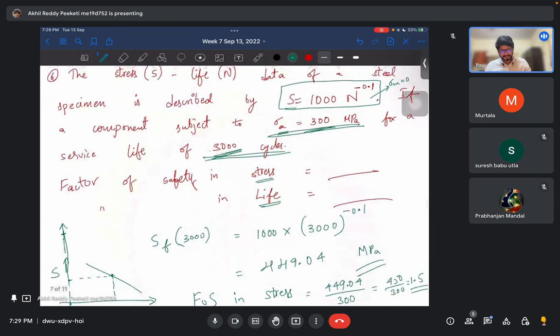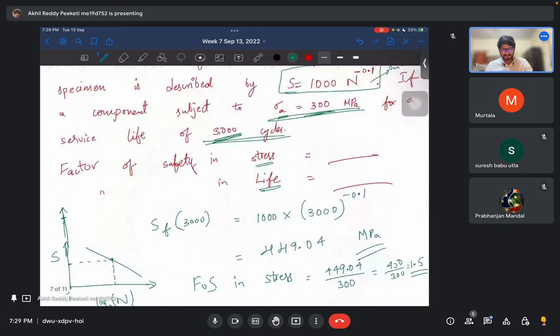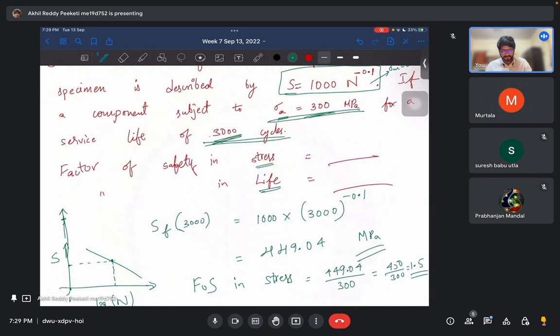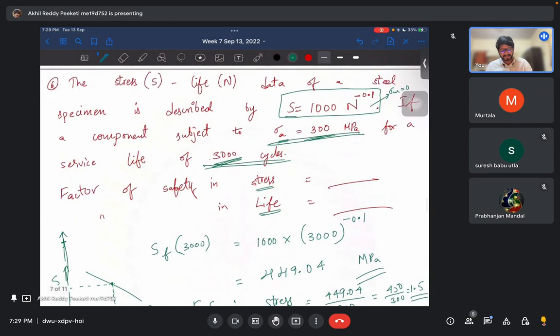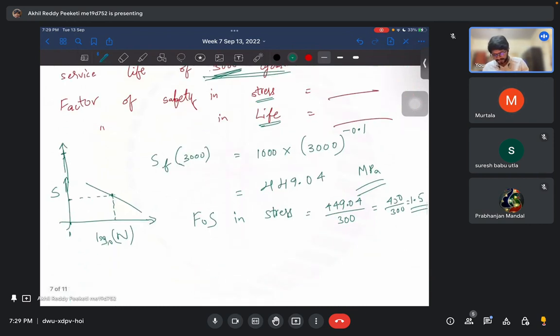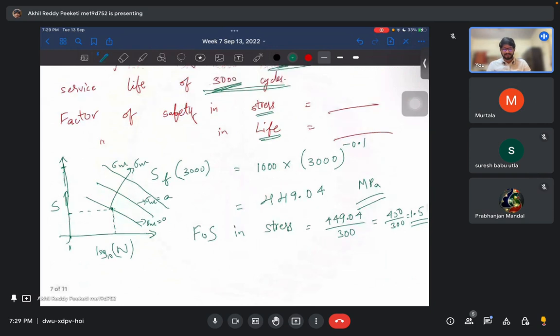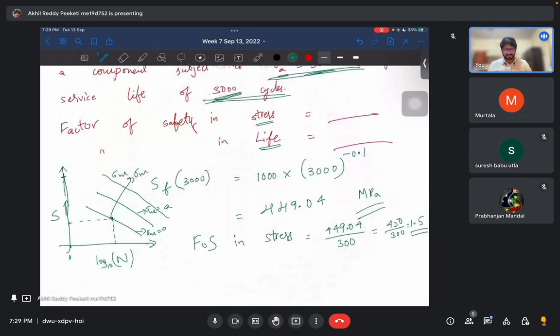If you put n equal to 1, then you will get S. That S you can take for the amplitude, but here the mean is taken as 0. Let's say if this is the graph, this is sigma m equal to 0, and this is how it increases with sigma m increasing. This is the fatigue factor of safety. Now if you have this mean stress also, then you need to use extra things which will come in next week.